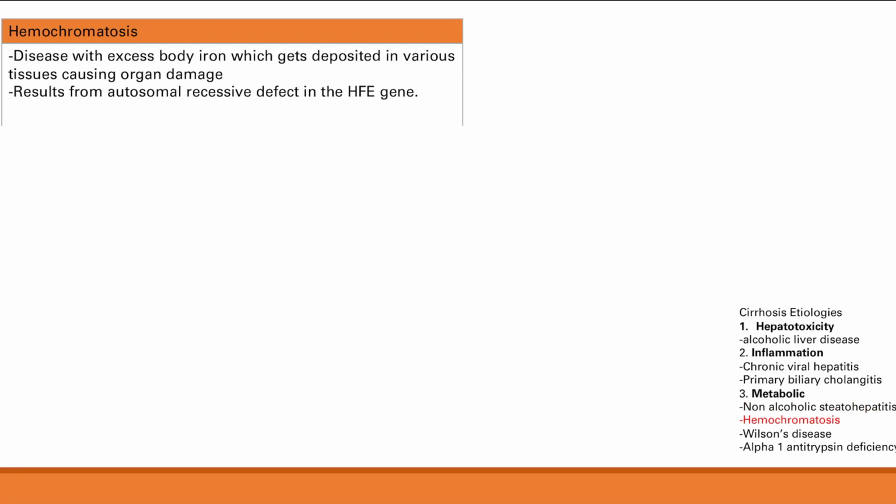Alright, next is hemochromatosis, another metabolic cause of cirrhosis. This is a disease with excess body iron. There's too much iron in the blood, and then this iron is going to get deposited in various tissues, causing organ damage, okay? And it results from an autosomal recessive defect in the HFE gene.